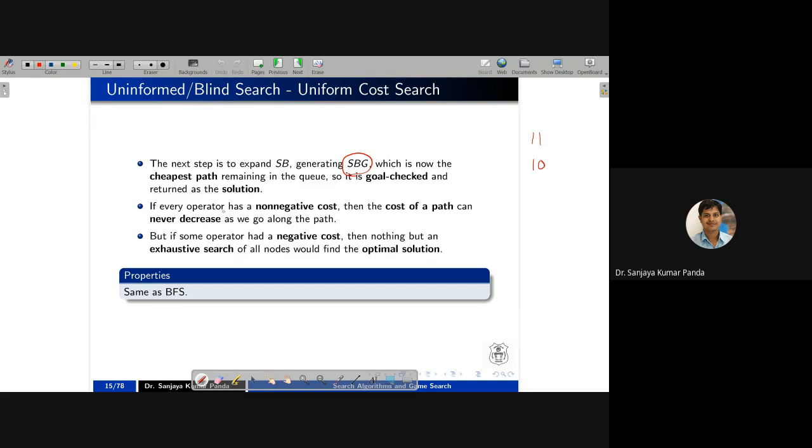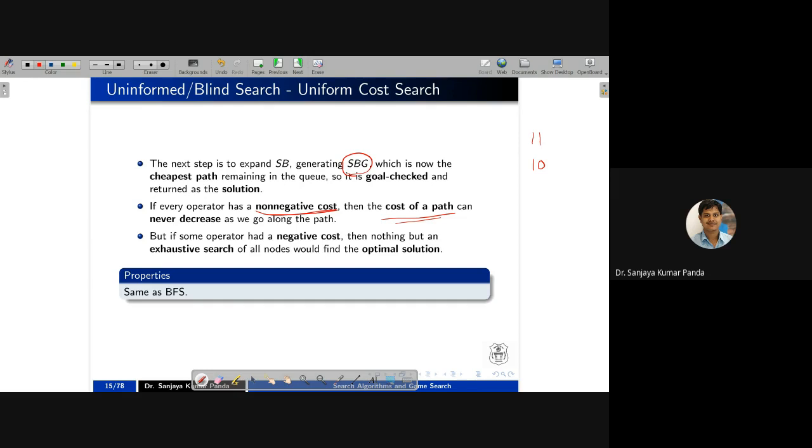So if every operator has a non-negative cost, because when you take a graph, there are some edges where the cost is negative also. In the previous case, we have seen the path cost is positive, but in a graph the path cost may be negative also. So if every operator has a non-negative cost, then definitely the cost of the path will increase when you go ahead in a particular path.